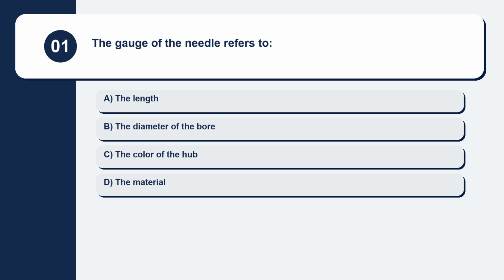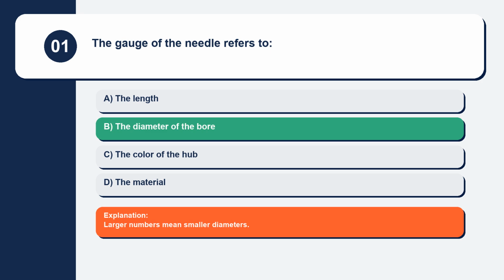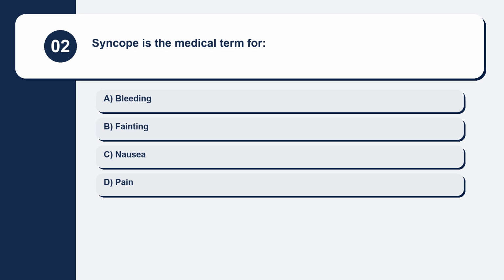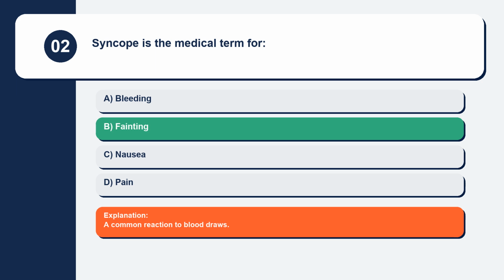Question 1. The gauge of the needle refers to the length, the diameter of the bore, the color of the hub, the material. Larger numbers mean smaller diameters. Question 2. Syncope is the medical term for bleeding, fainting, nausea, pain. A common reaction to blood draws.